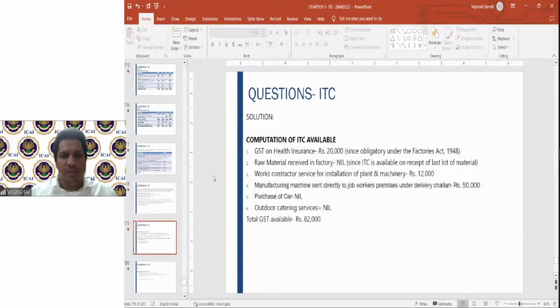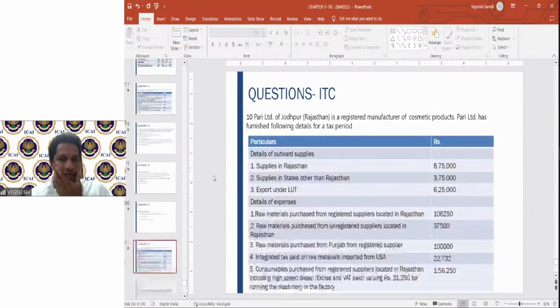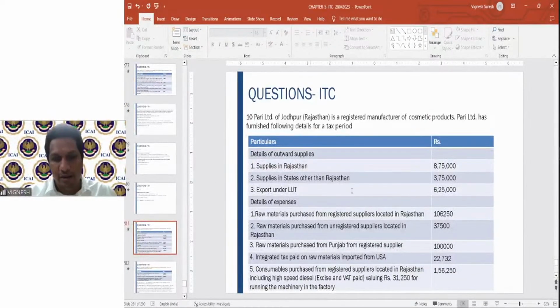So therefore, total GST credit is 82,000. Net GST payable, very simple. I hope you can do it now. Only confusion here, this composite supply rate will be the same. No CGST, SGST bifurcation is given. Total GST liability is 9,200. Fine. I hope this is clear.